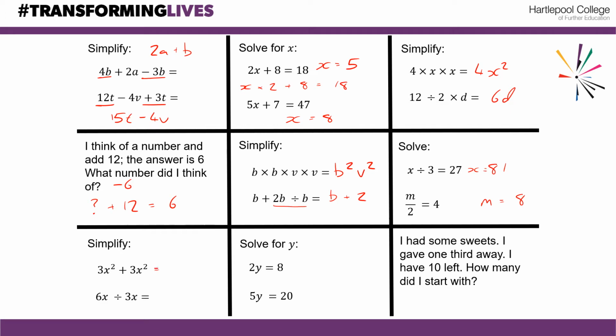Simplify the following. If I have 3x squared and I add another 3x squared, I have a total of 6x squared. Don't be confused in adding powers. You only add powers when you're multiplying terms together. You subtract if you are dividing terms, like in the next one.